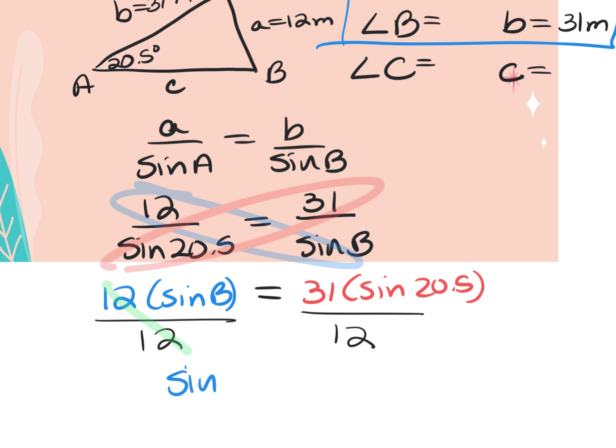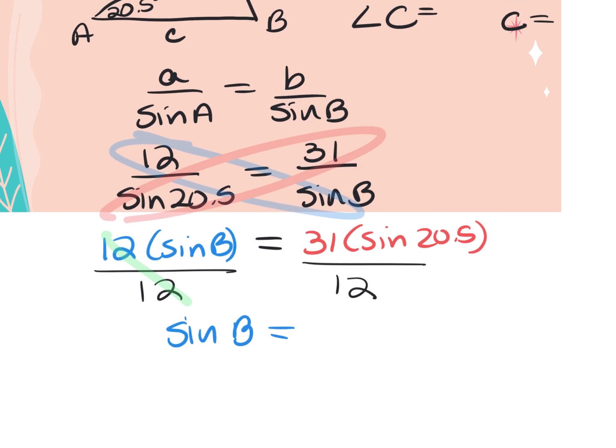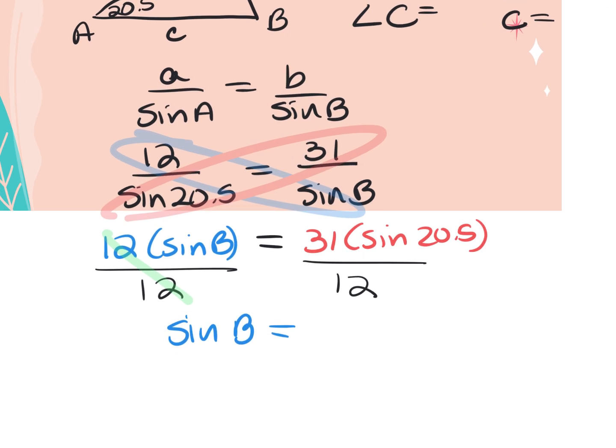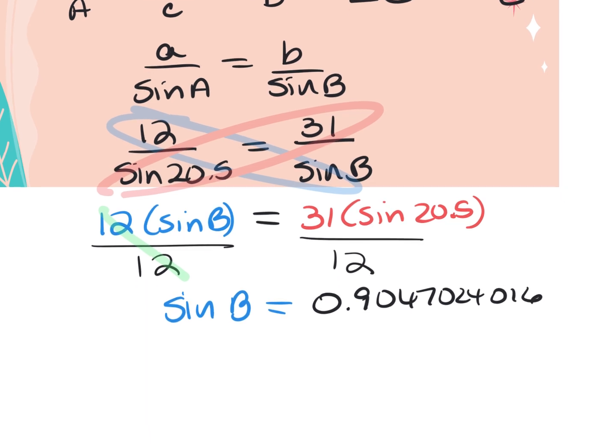is equal to, and I can go ahead and do this on my calculator now, 31 times the sine of 20.5 divided by 12, and you should be getting 0.904702416. I'm looking for an angle measure. So when I do this in my calculator, I'm doing the inverse. So sine inverse with this decimal.